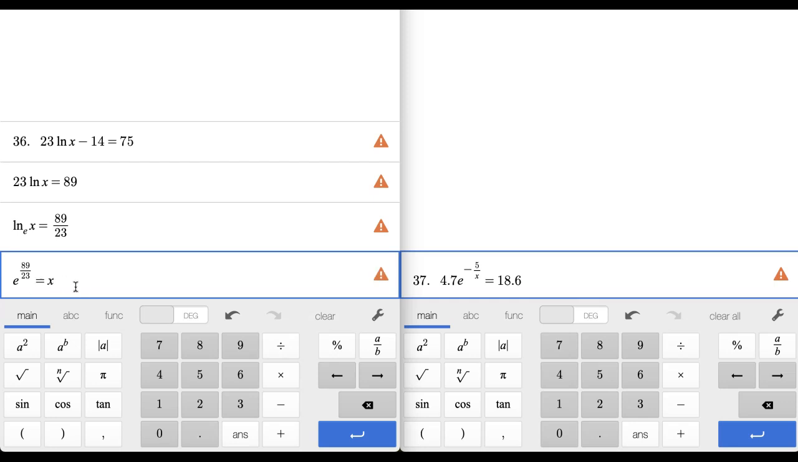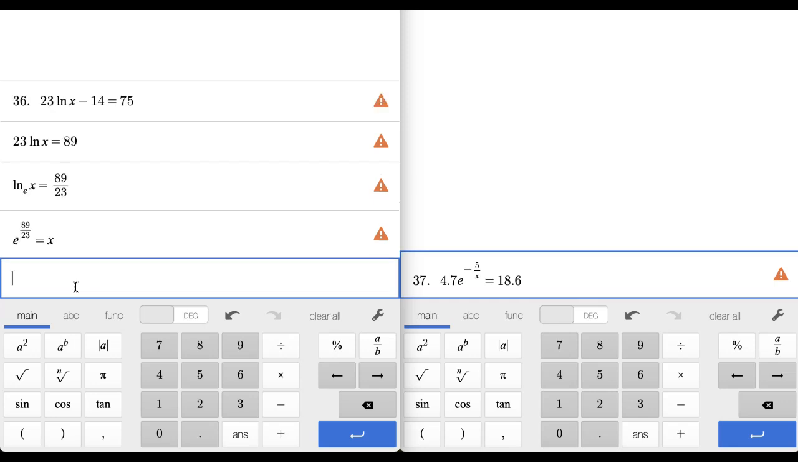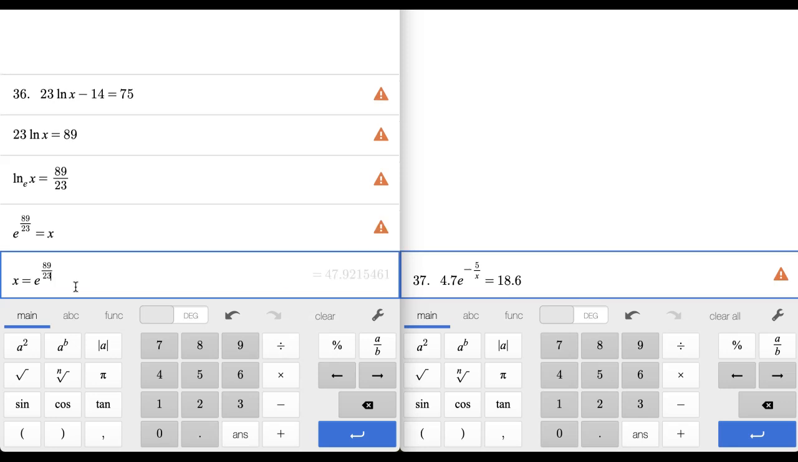Right? So I'm just going to reorder this to get the calculation. x equals e to the 89 over 23, which is the same thing as 47.92. So rounded to two decimal places, 47.92 should be your answer.